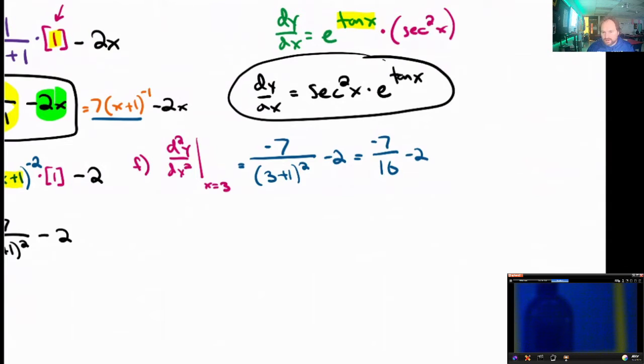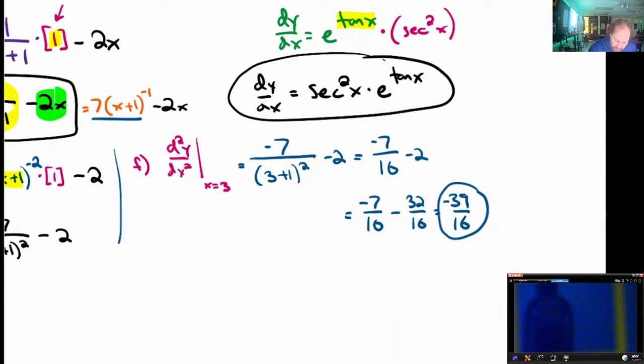And I guess you could stop. Do I want to use a calculator for this? I'm going to practice not using a calculator. So 2 is equal to 32 over 16. And so that's going to be negative 39 over 16, which is the published answer also. Looks pretty good. There's part F. Let me section these off to help see what's going on there.